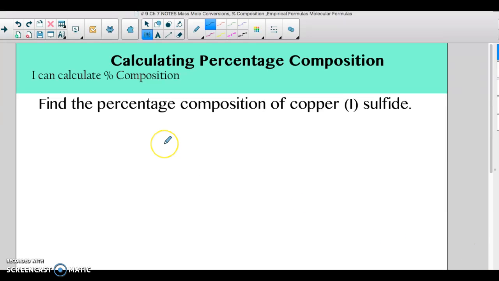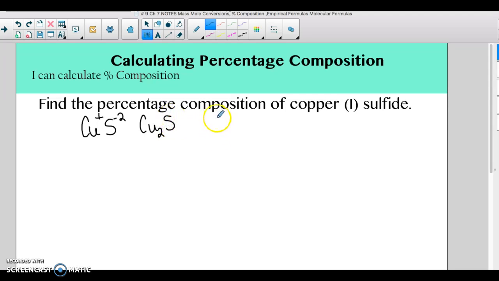So here's a problem that we'll do together. They want you to find the percent composition of copper(I) sulfide. So that means we're going to find the percent of each of the elements in the compound. So first thing is we need to write the correct formula. Copper(I) and sulfide is minus 2, so we would crisscross. So the formula is going to be Cu2S.